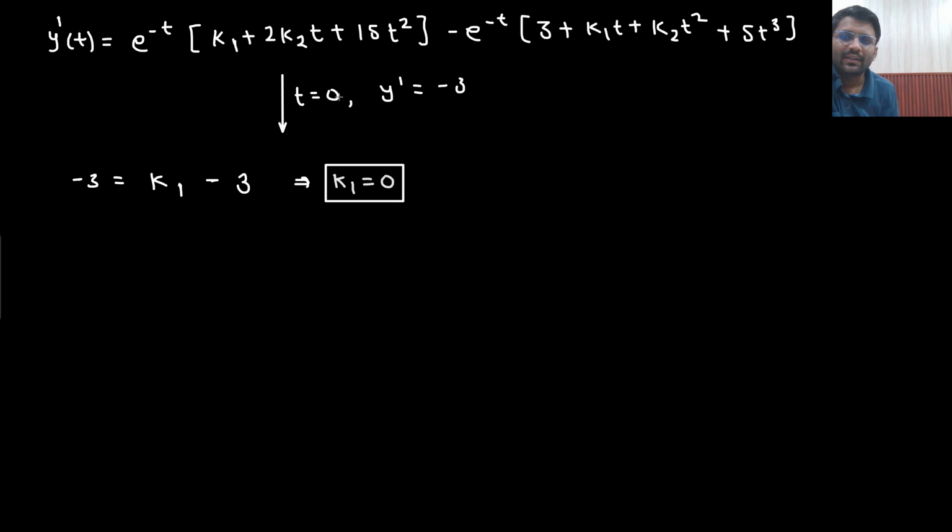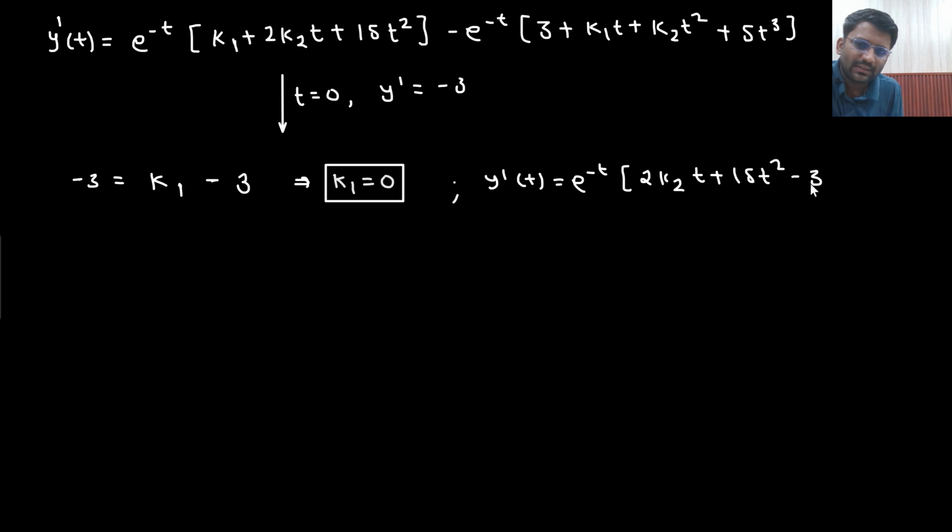And k0 value we have got 3. So from here, what is the value of y dash t we are getting? Y dash t we are getting is e to the power minus t, k1 value is 0, 2 k2t plus 15 t square, minus 3.